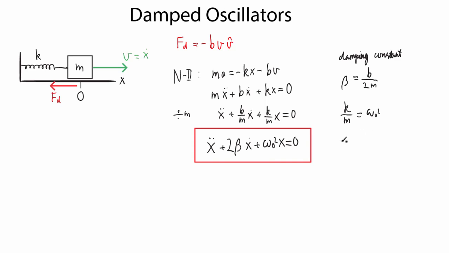I'm going to also call omega naught the natural frequency. So that's the frequency at which this oscillator oscillates in the absence of drag. We already know that. We don't know exactly what's going to happen here, but hopefully we'll find out in a minute. So this is now a linear second order differential equation. And one way to solve these is through what's known as the method of the characteristic equation or the auxiliary equation.